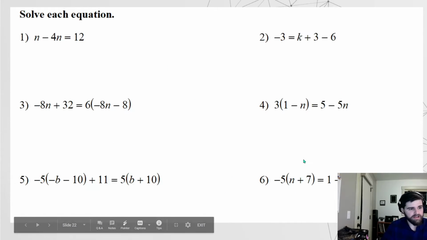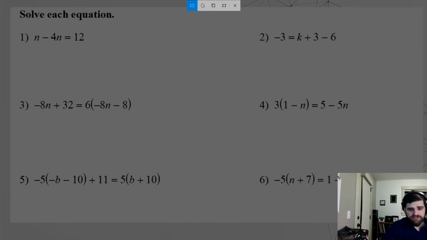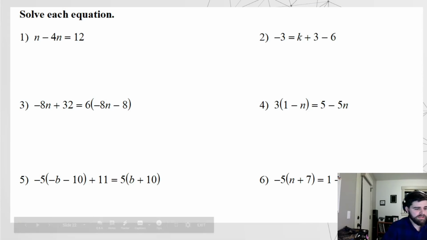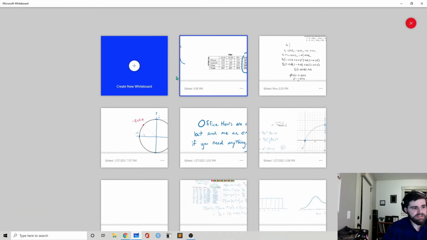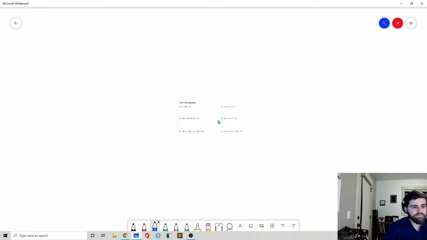So let's go ahead and take a look at a couple examples here. So I'm going to grab these. And these are going to be pretty similar to what you see on your assignment.